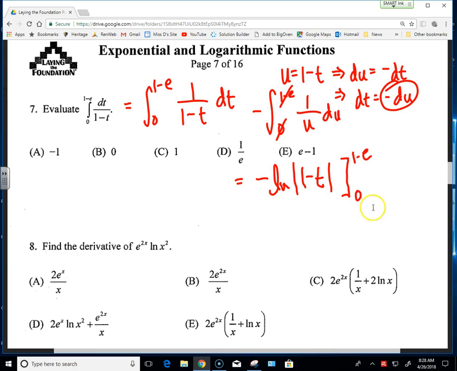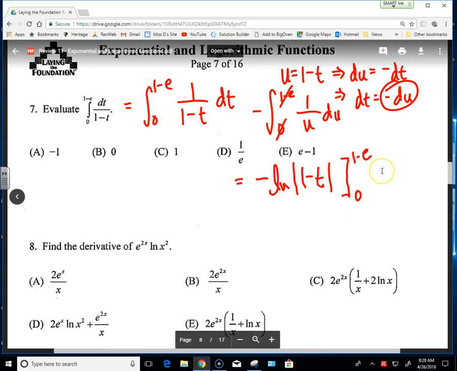How do I show my bounds? Right here, with a straight line or with a little bracket. Now I go ahead and plug in. And I have negative ln of 1 minus e. Tyler, is this your mistake? Did you keep the negative and not distribute? I have no idea if this is the problem that you were doing, but that's possible.